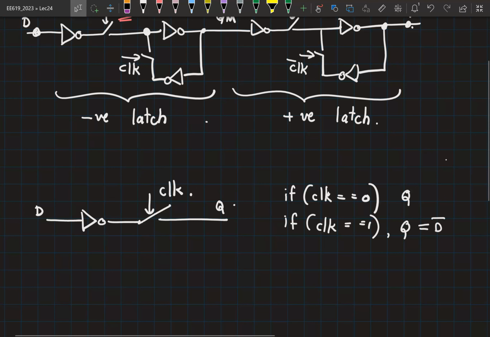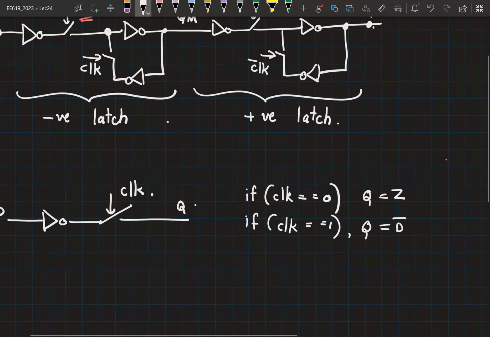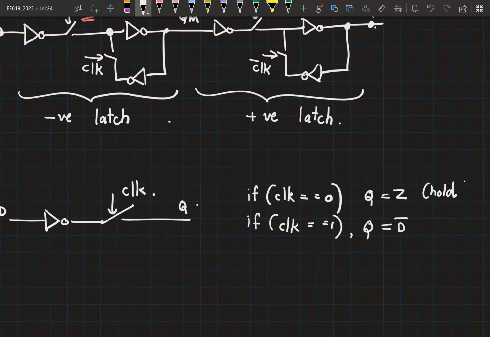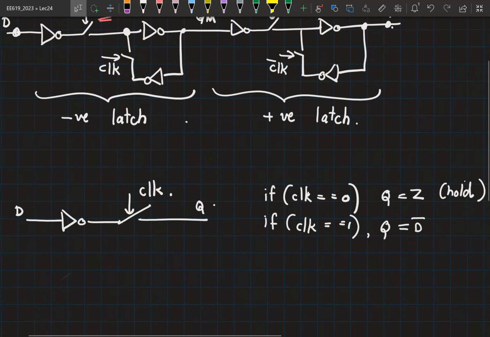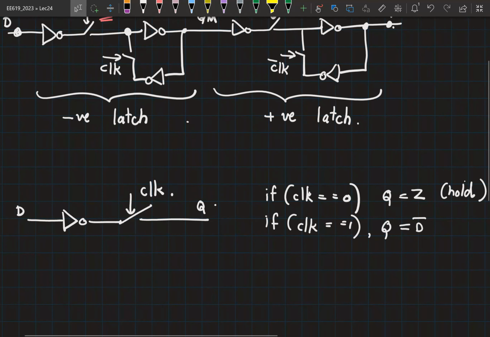When clock is equal to 0, what happens to the output? It is floating or it is high impedance, which means it is going to hold the previous value. Correct? So is this a latch now? If I ignore the inversion happening from D to Q, this is now a latch. Is this a positive latch or a negative latch? This is a positive latch because the input reaches the output with an inversion when the clock is equal to 1. So what you have now is a positive latch.